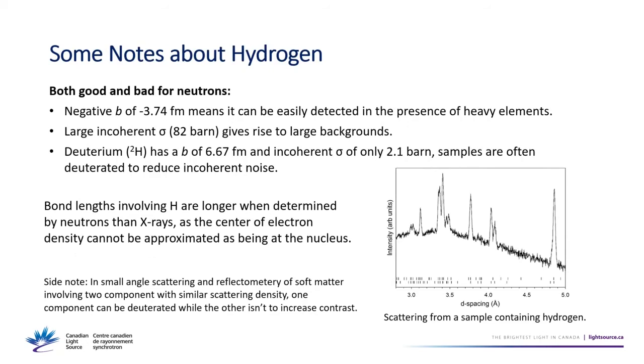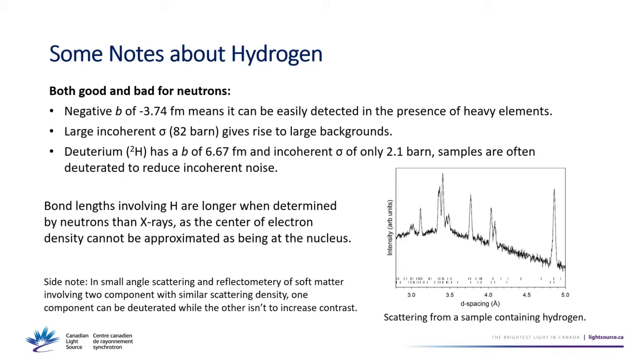All right, the next couple slides are just a few notes about particular elements for which neutron diffraction is commonly used, that I wanted to say a few specific things about. So the first one is hydrogen. Hydrogen is something that neutrons are very useful for because X-rays are particularly bad at seeing it.